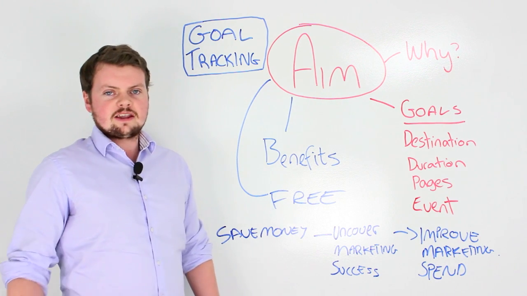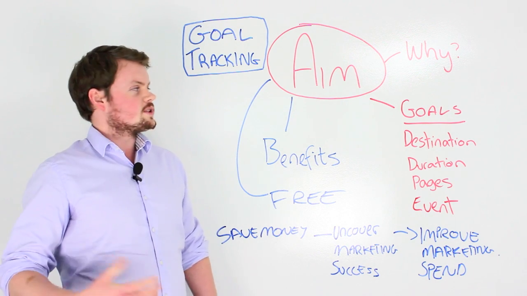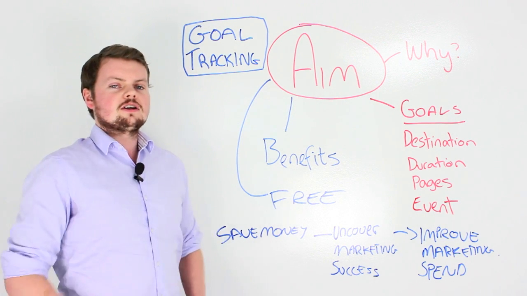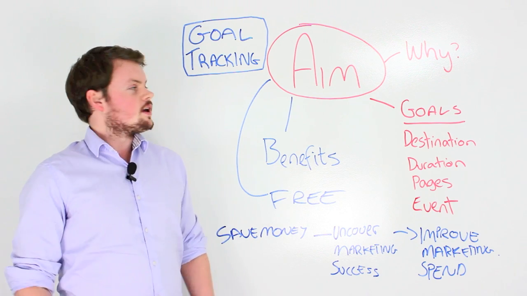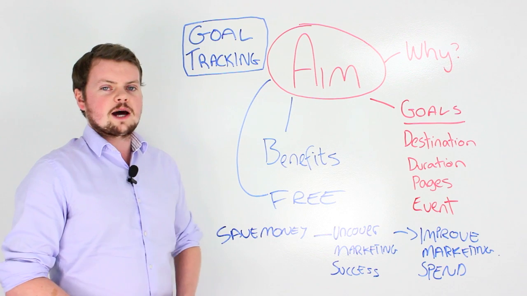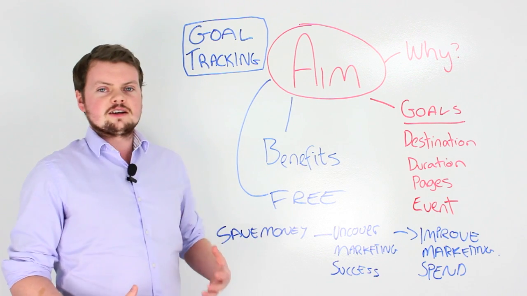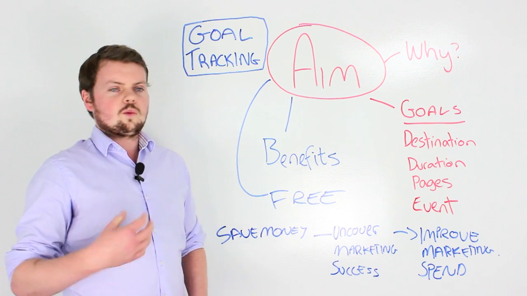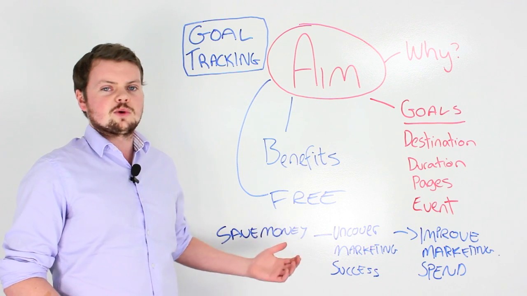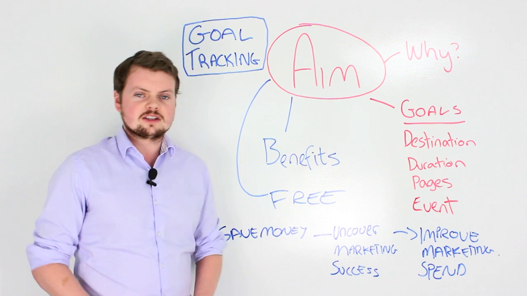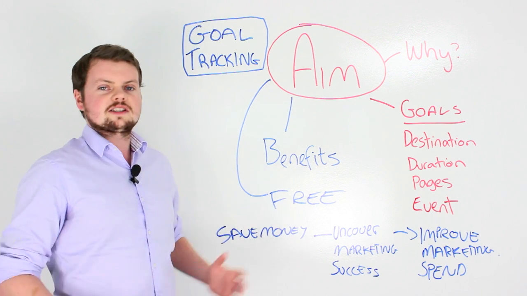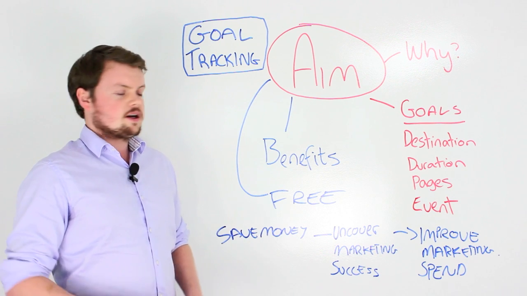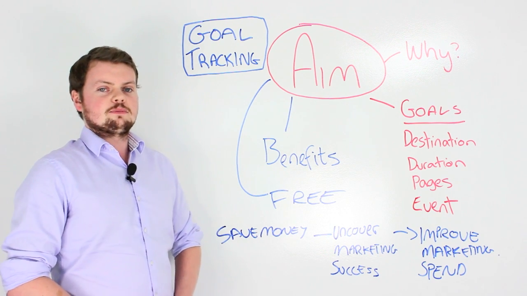The reason we need to understand this before setting up goal tracking is because, if you can imagine, you set up a whole marketing campaign and you suddenly realise that the thing you're tracking has nothing to do with the marketing campaign and the successes you want to get from that. So what we need to do first of all is to have a look at the overall marketing aim of the marketing campaign that you're going to be putting forward.